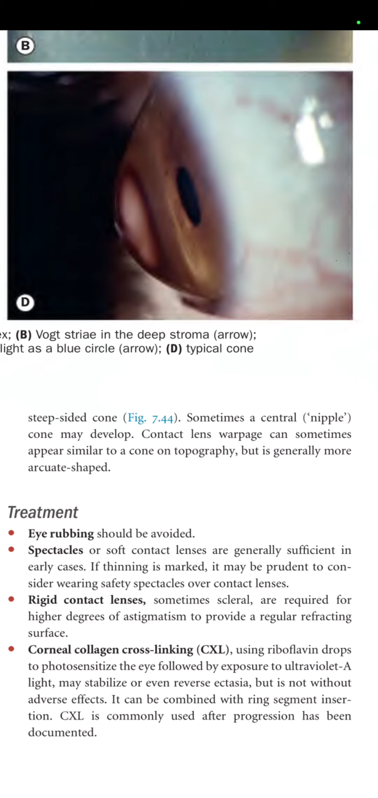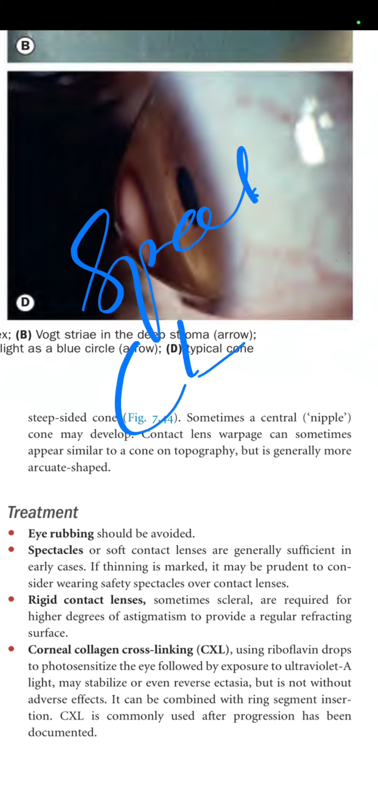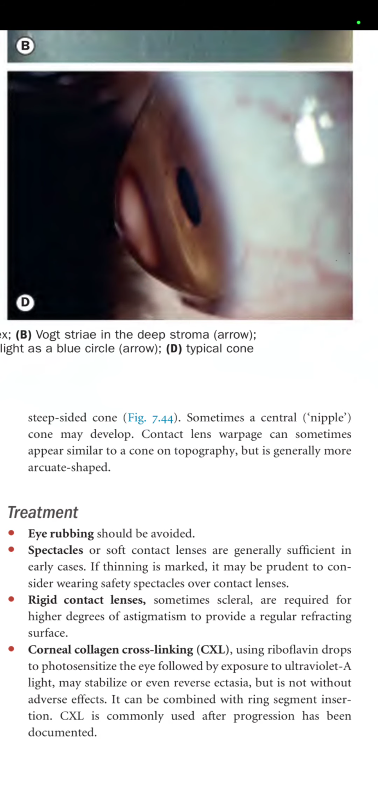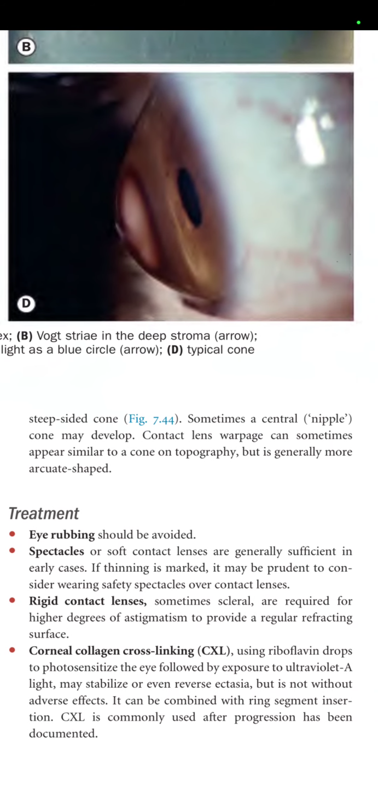So we improve vision in a number of ways. What are the ways? You can use spectacles, we can use contact lenses, and in some cases we can even go for keratoplasty as well. Spectacles or soft contact lenses are generally sufficient in early cases. If thinning is marked, it may be prudent to consider wearing safety spectacles over contact lenses.